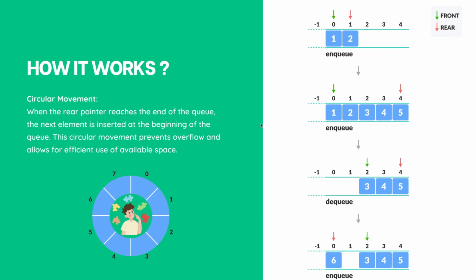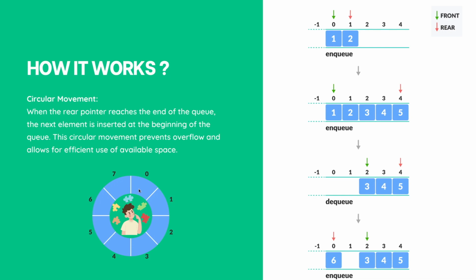So circular queue works according to the circular movement. We have a circle where we have stored multiple values. We can store multiple values starting from 0 to 7. So first we will store it on 0, 1, 2, 3, 4, 5, 6 and then 7. Then it is left on 0 again.